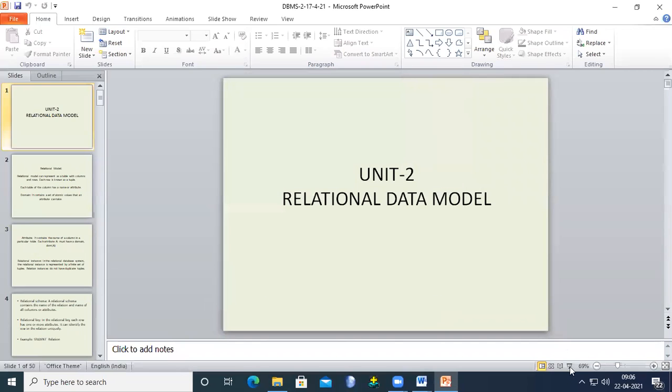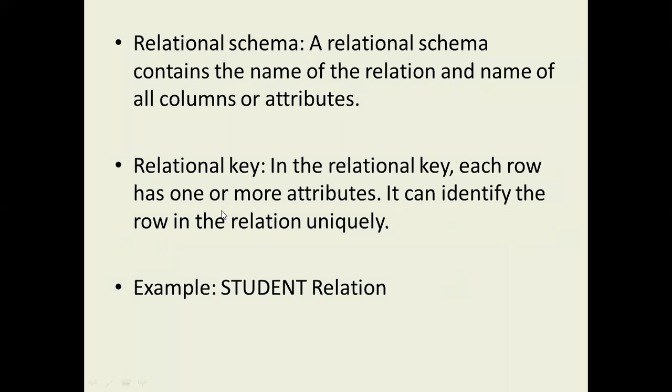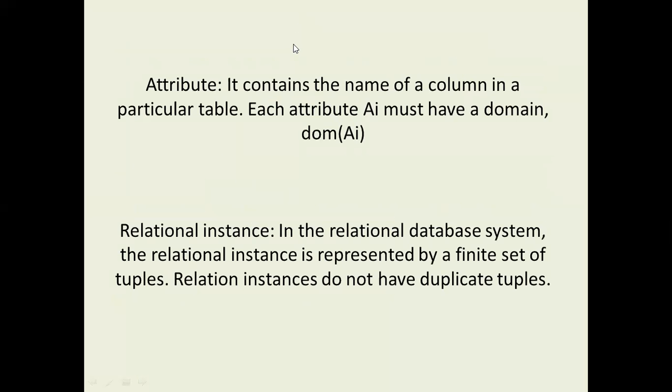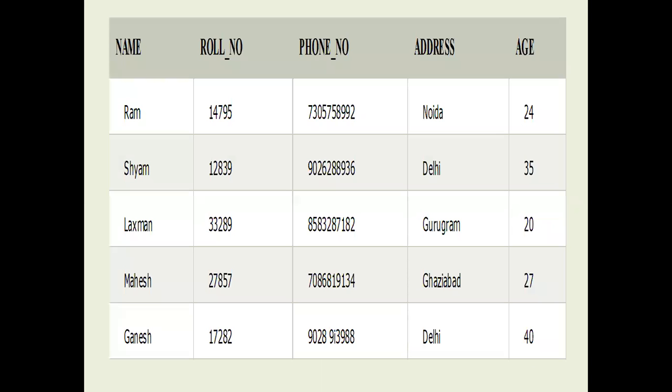In the last class, we also discussed the relational data model. What is a relational key and what is a relational schema? And relational instance, what is the meaning? First of all, what is a relation? Relation means nothing but a table. Relational instance means how many rows are maintained in a table. Relational schema means how many columns or attributes are in a table, and also the name of the table. A relational key is like a primary key, which uniquely identifies the data in the database.